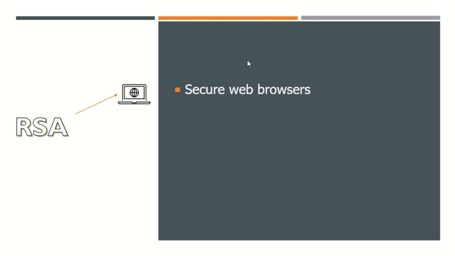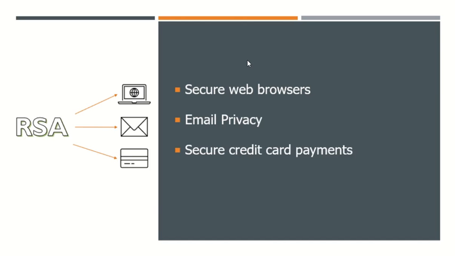Modern applications of it can be widely seen being deployed in web browsers to secure web traffic, used for email privacy, and also used for securing credit card payments. To summarize, RSA is the common choice for applications whenever it concerns the security of digital data.